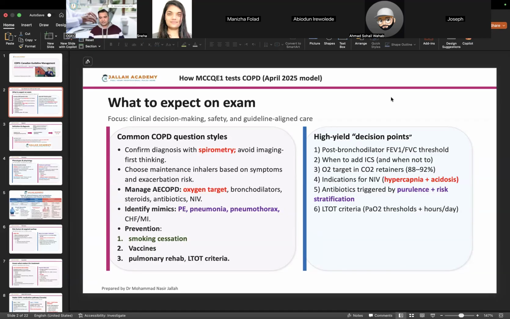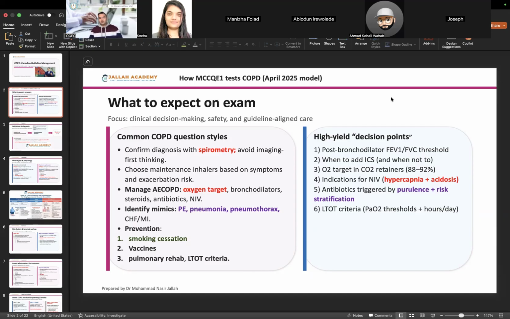88 to 92%. Very important. Please remember and memorize this. 88 to 92%. That should be your target. An indication for non-invasive ventilation if the patient has hypercapnia and acidosis. Hypercapnia, like the PCO2 is above 45, but the pH is less than 7.35. If you have these two, you have to start the NIV or non-invasive ventilation.